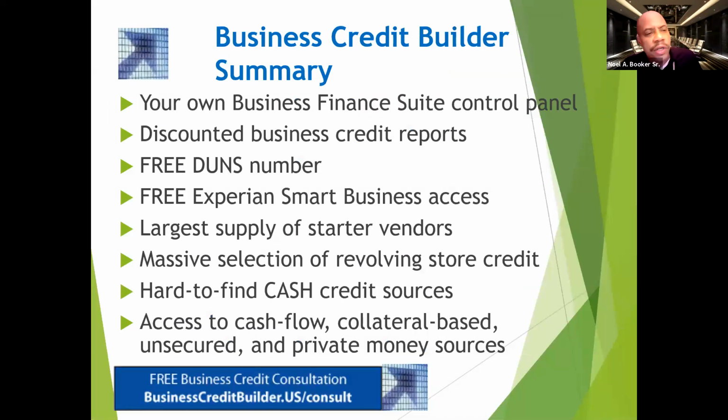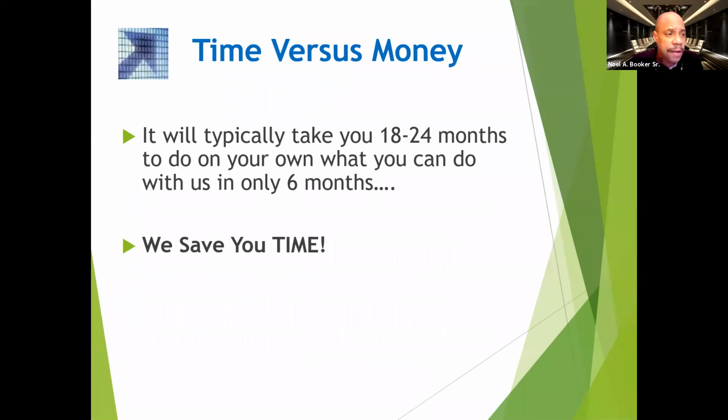Okay, so quick summary and we can get out of here. You get your own business credit suite control panel. That's the business credit builder. You get discounted business credit reports. You get your free DUNS number, the largest supply of starter vendors, a massive selection of revolving store credit, hard to find cash credit, access to cash flow, collateral-based, unsecured, and private money sources, okay?